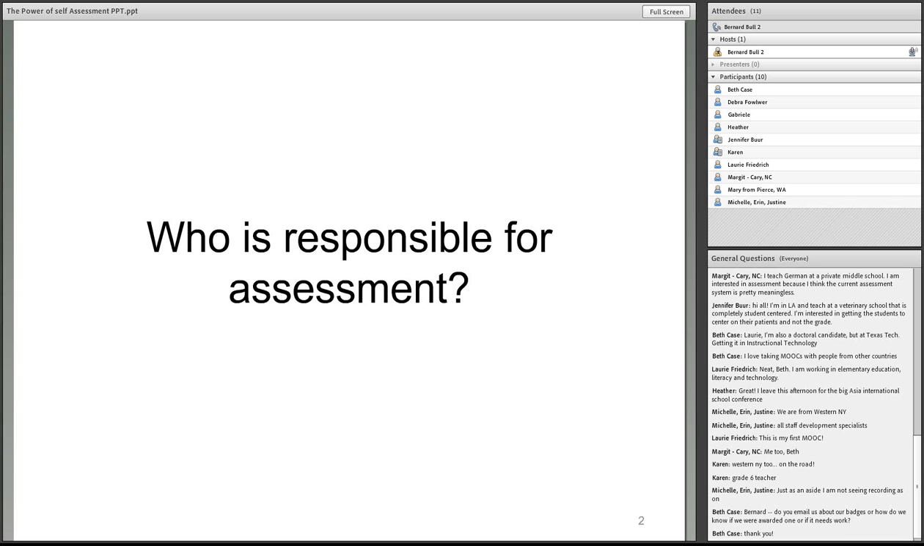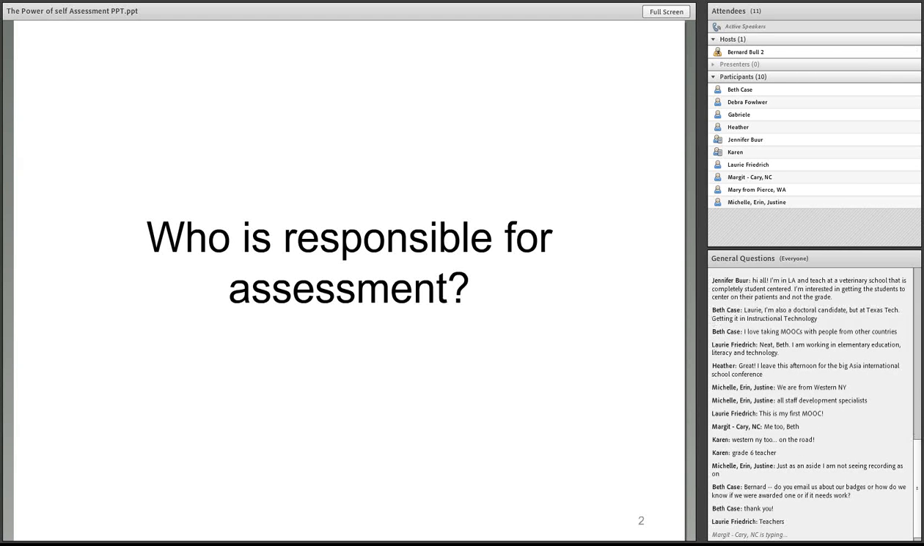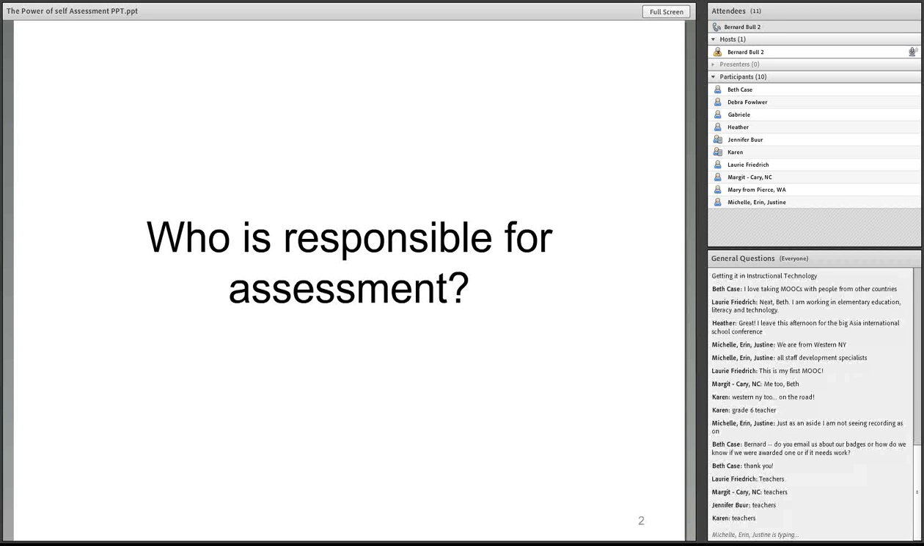As you think about assessment in learning organizations right now, why don't you type in the chat the first thing that comes to mind? Maybe not necessarily your ideal, what you believe or what you want, but what comes to mind for you? Who is primarily responsible for assessment?